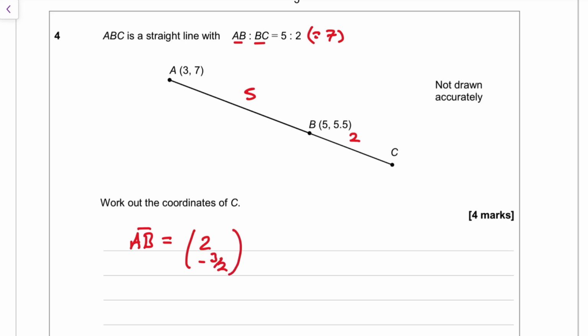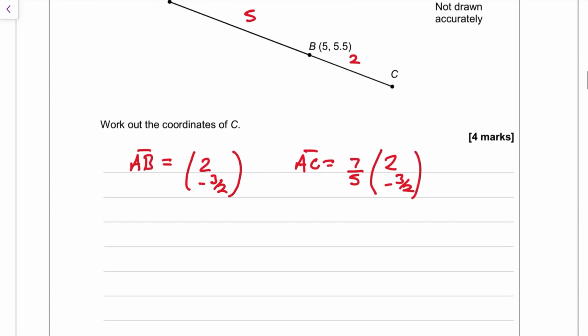Now, A to B is 5 parts, A to C is 7 parts, so I'm going to say that A to C is A to B times 7 over 5. In other words, I'm scaling it up. So that's times 2 and minus 3 over 2. Now, non-calculator paper, so there's no getting my calculator out, so I'm just going to work this out. So 7 over 5 times 2 is 14 over 5. And 7 over 5 times minus 3 over 2 is minus 21 over 10. Okay, that is the vector to get from A to C.